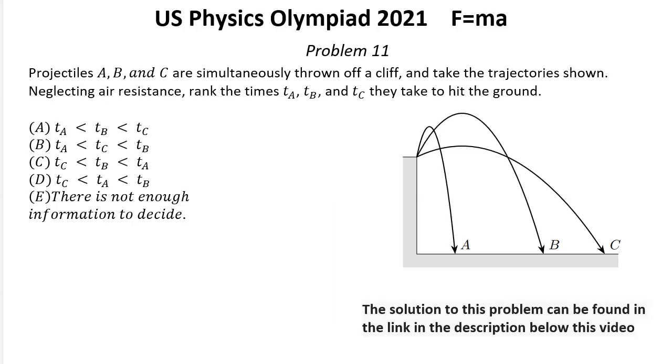Problem number 11. Projectiles A, B, and C are simultaneously thrown off a cliff and take the trajectories shown. Neglecting air resistance, rank the times TA, TB, and TC they take to hit the ground.